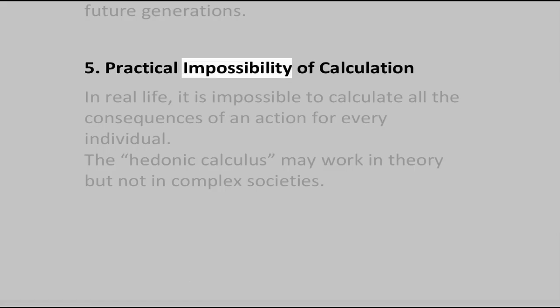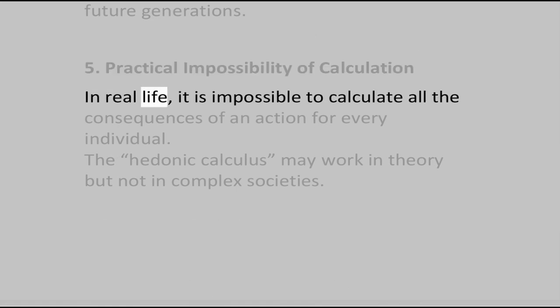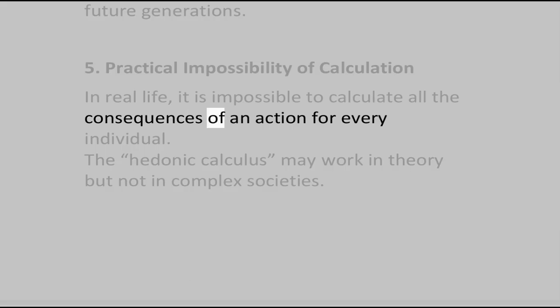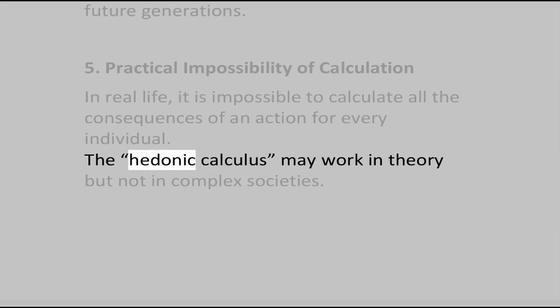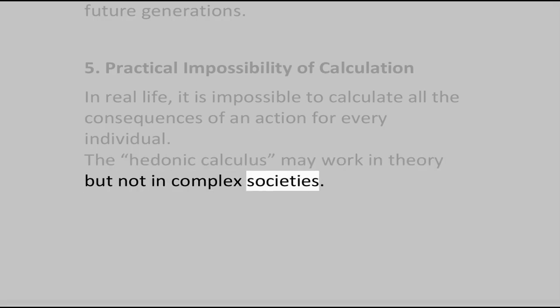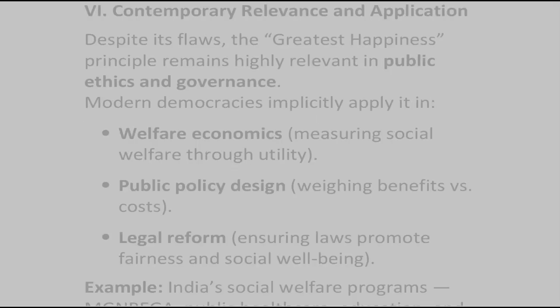5. Practical impossibility of calculation. In real life, it is impossible to calculate all the consequences of an action for every individual. The hedonic calculus may work in theory but not in complex societies. 6. Contemporary relevance and application. Despite its flaws, the greatest happiness principle remains highly relevant in public ethics and governance.